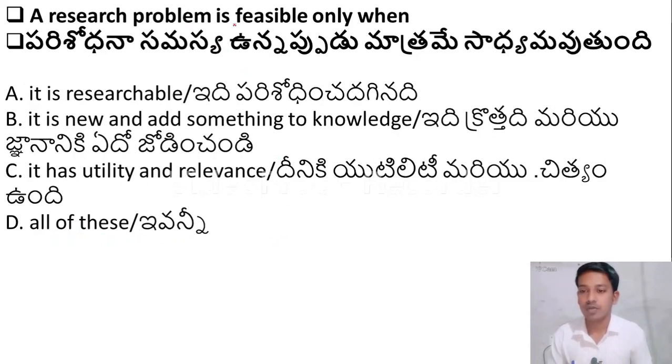A research problem is feasible only when option A, it is researchable. Option B, it is new and adds something to knowledge. Option C, it has utility and relevance. Option D, all of the above. Here the right answer is option D, all of the above are true about the research problem. A research problem is researchable, it is new and adds something to the knowledge, and it has utility and also relevance. So option D is the right answer.